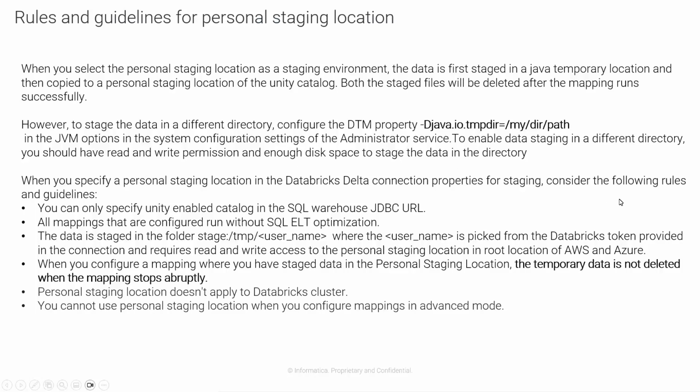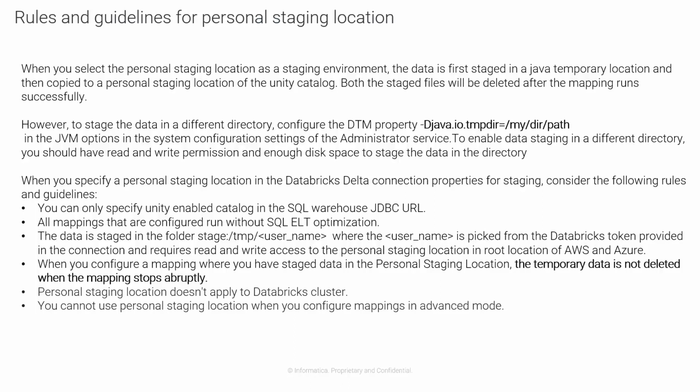When you select personal staging location, you should consider the following rules. First, you can only specify the Unity enabled catalog in the SQL warehouse JDBC URL. Like when you create a connection, you need to provide the Unity enabled catalog in the SQL JDBC URL, and all mappings that are configured run without SQL ETL optimization.